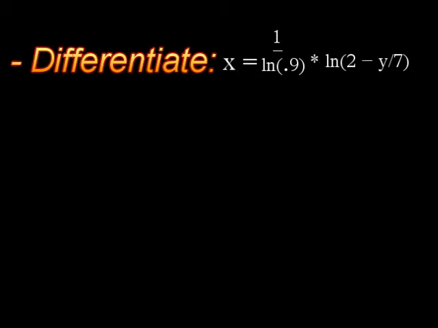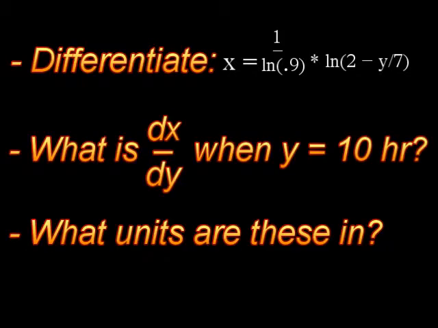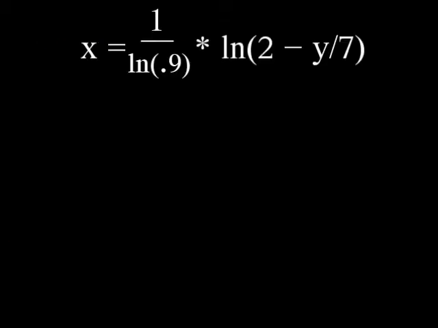This next problem requires differentiating the equation found previously with respect to y to create the new equation of dx over dy. After that, what is the value of dx over dy when y equals 10, and what units are they? As you recall from earlier, the value of the function is x equals 1 over the natural log of 0.9 times natural log of 2 minus y over 7.